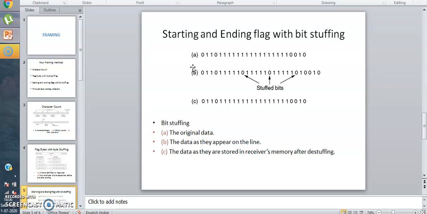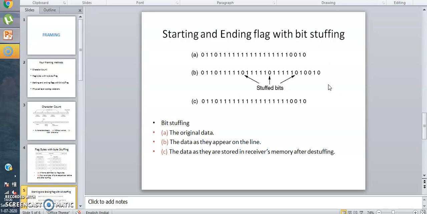Whenever the sender's data link layer encounters 5 consecutive ones in the data, it automatically stuffs a 0 bit into the outgoing bit stream. So if we get 5 consecutive ones, we stuff a 0 bit. This bit stuffing is analogous to byte stuffing, in which an escape byte is stuffed into the outgoing character stream before a flag byte in the data.